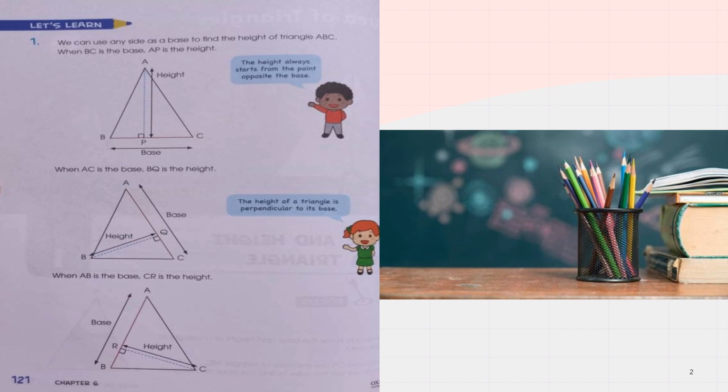Similarly, when AB is the base, then RC or CR is the height, because this is the line that is a perpendicular from vertex C. So in this way, we have found out the base and height of a triangle.